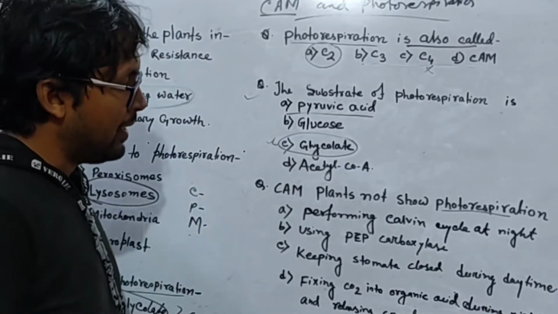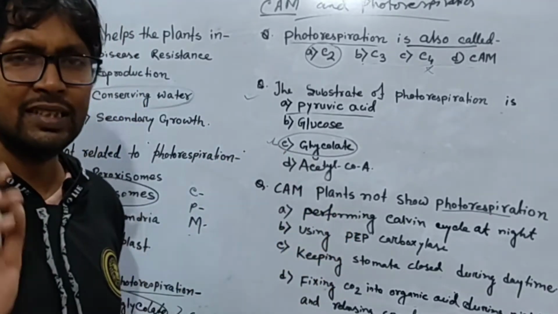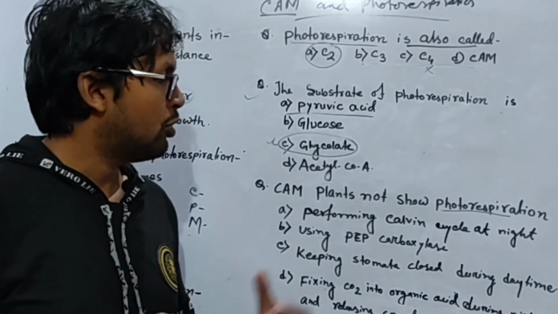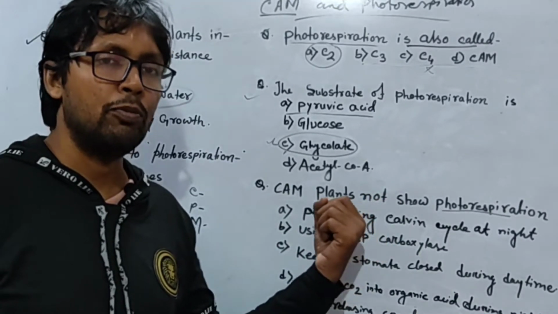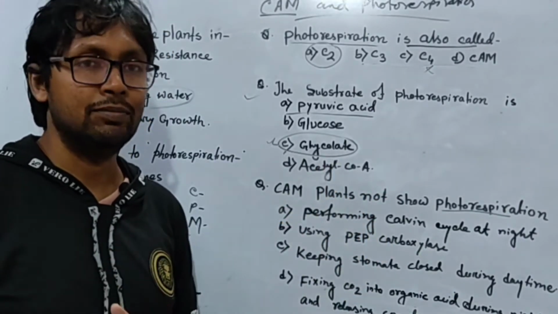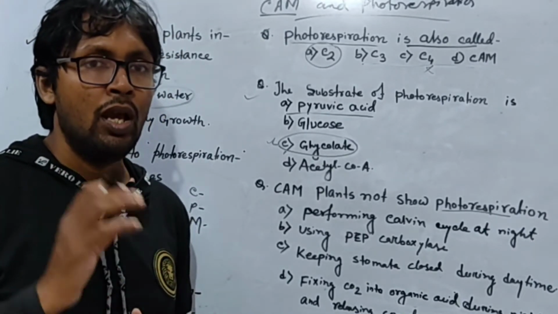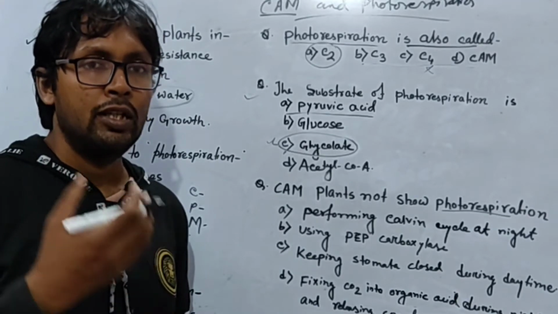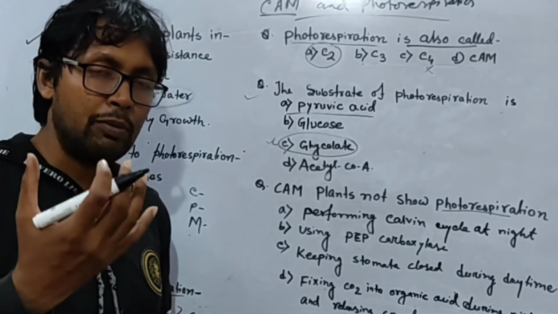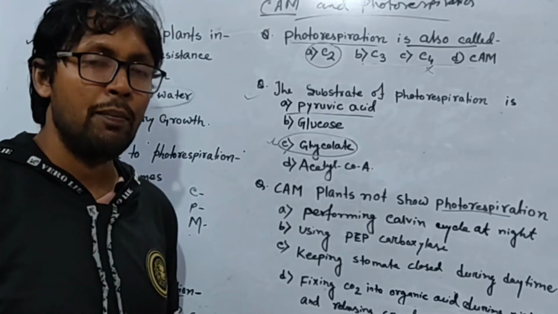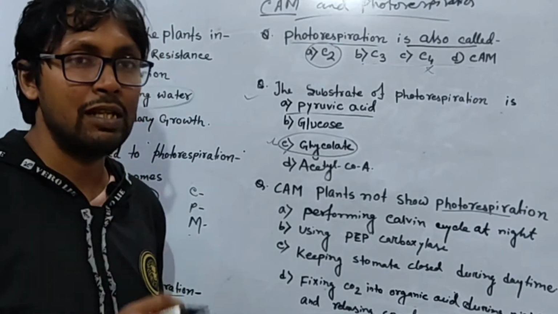Now, CAM plants do not show photorespiration because of performing the Calvin cycle at night. This is most important. A C4 plant is not able to perform photorespiration, but CAM plants also get rid of it. They are also protected from photorespiration. How? Because of their mechanism. During the daytime their stomata are closed, and during the night time they open. They absorb carbon dioxide and convert it into malic acid, and that malic acid is the main source of carbon dioxide for the C3 Calvin cycle.